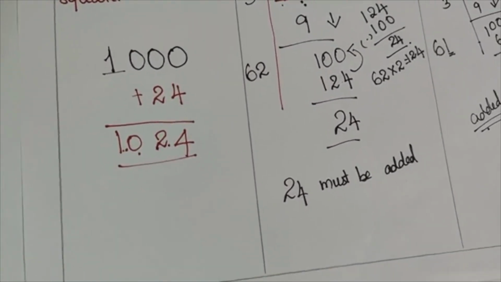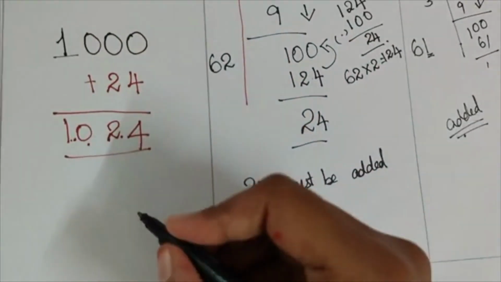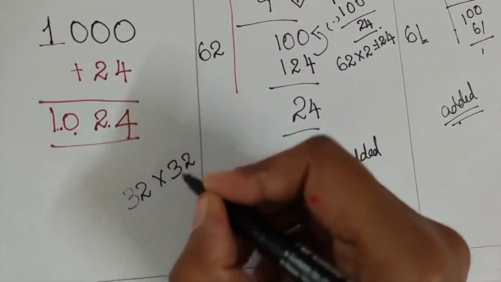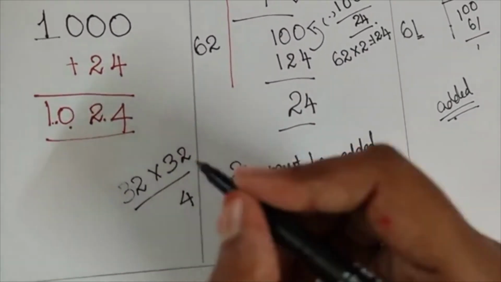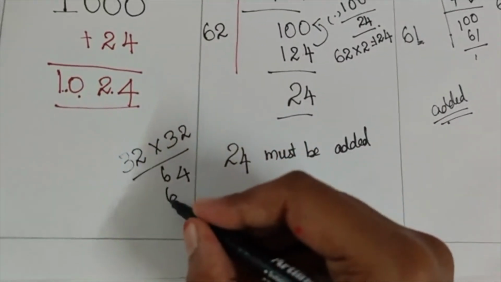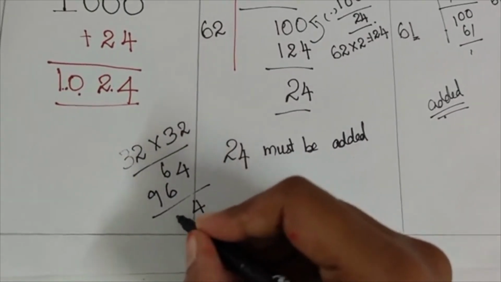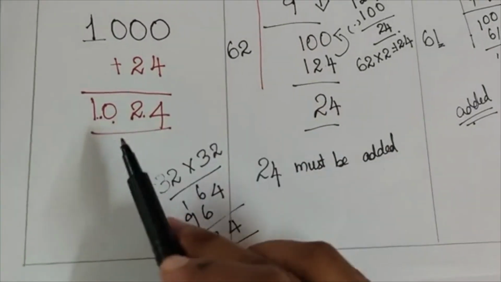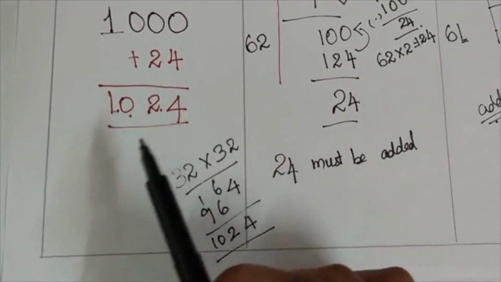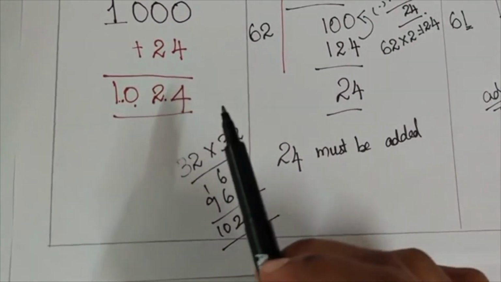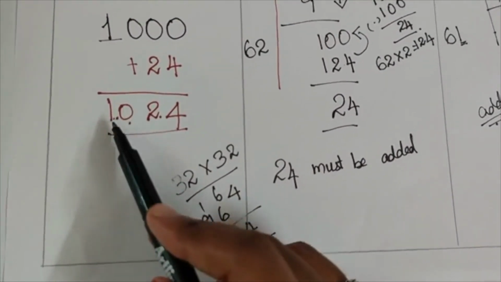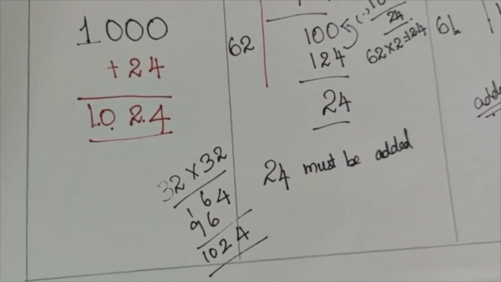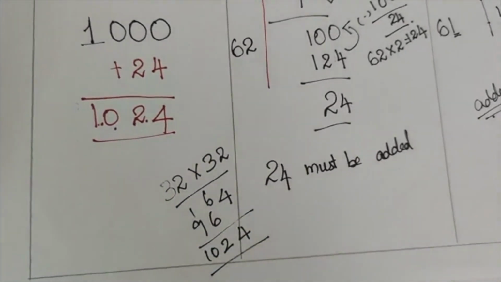We can check that, because what is the quotient here? 32. Let's check 32 into 32. 2 2s are 4, 2 3s are 6, 2 3s are 6, 9, 4, 12, balance 1, 1024. You can check any number, 1001, 1002, 1010, 1011, 1015, whatever number, but we get only this number as the least possible number. So the final answer is 1024. Let's go for the next one.